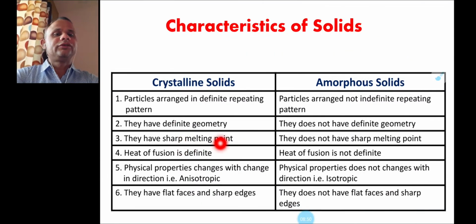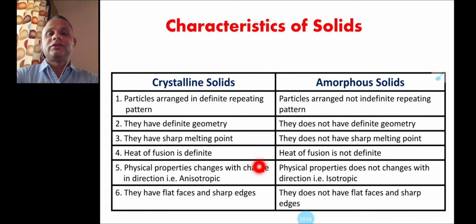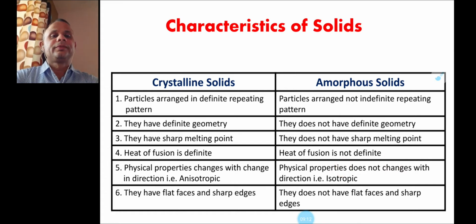Heat of fusion is definite. Here, heat of fusion is not definite. That is, melting, heat of melting is not definite because we get a range of temperatures to fuse the compound. Physical properties of the crystalline solid change with change in direction.